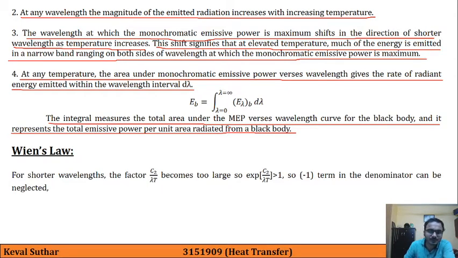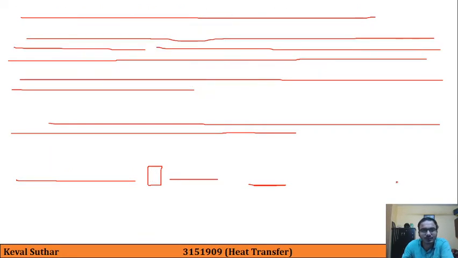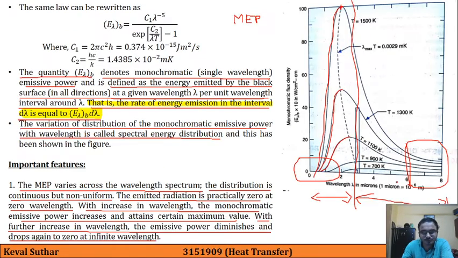For shorter wavelengths, the factor C2 upon lambda T becomes too large, so that the exponential of this term, C2 upon lambda T, is greater than 1. So the minus 1 term in the denominator can be neglected. So currently we are discussing our standard formula, this formula.